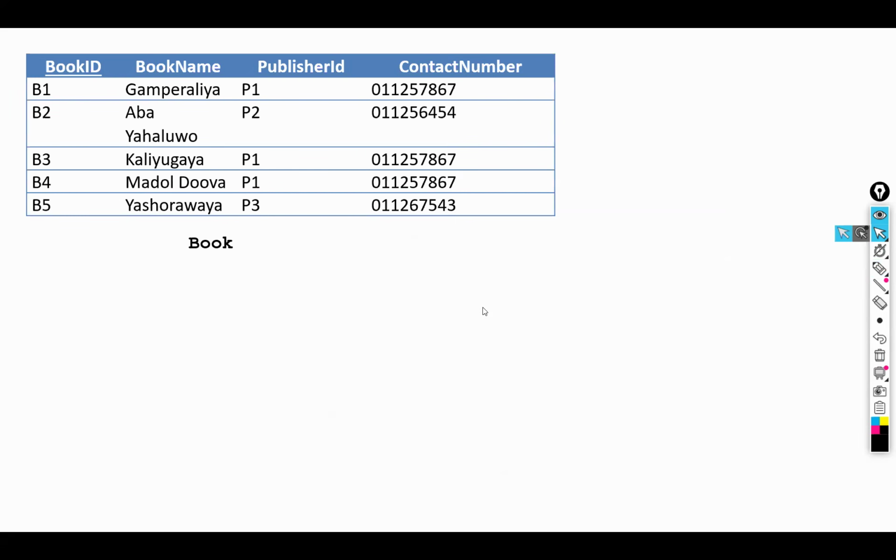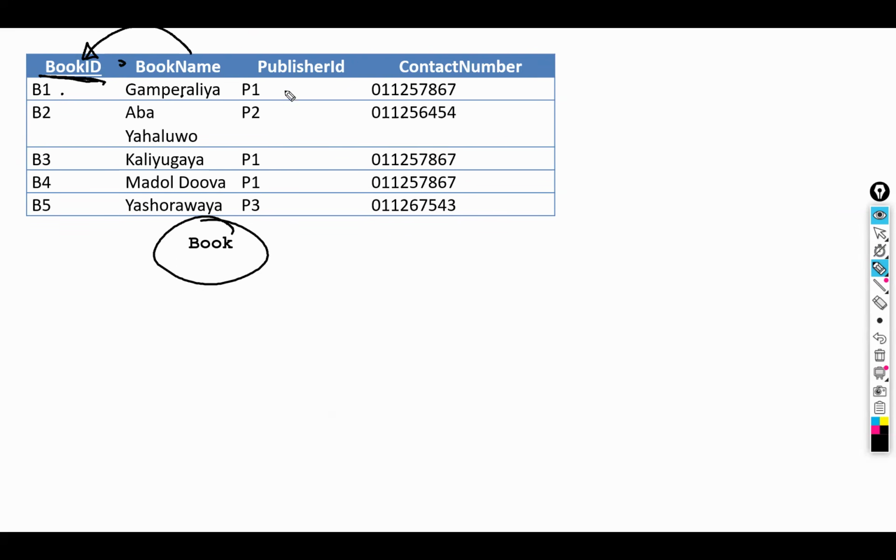Right. So this is an example. This is the book table. Primary key is book ID. So we have book name, publisher ID, contact number. Clearly, book name depends on book ID. It directly depends on book ID. Remember, non-key fields must depend directly on the primary key.